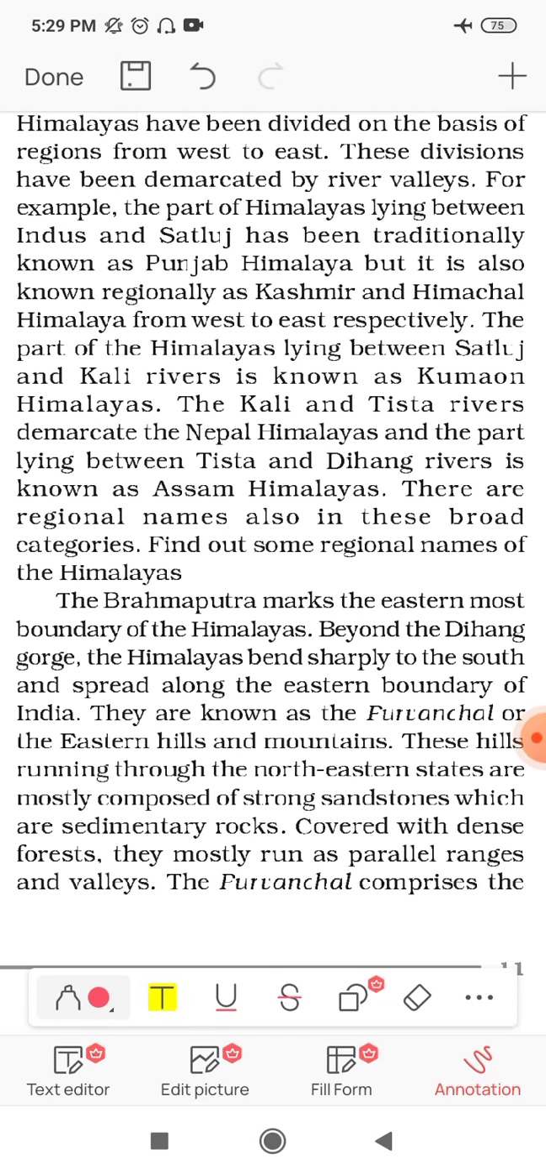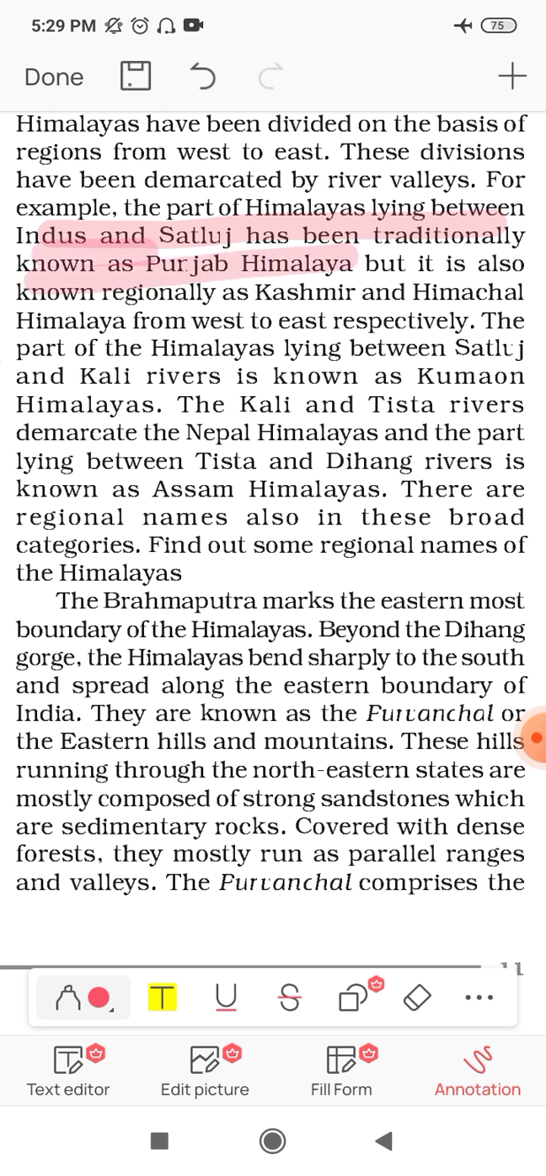So the part of Himalaya which is lying in between Indus and Satluj is known as Punjab Himalaya. The westernmost Himalayan part, in between Indus and Satluj, is traditionally known as Punjab Himalaya, but locally and regionally, it is also known as Kashmir and Himachal Himalaya. This is in between Indus and Satluj.